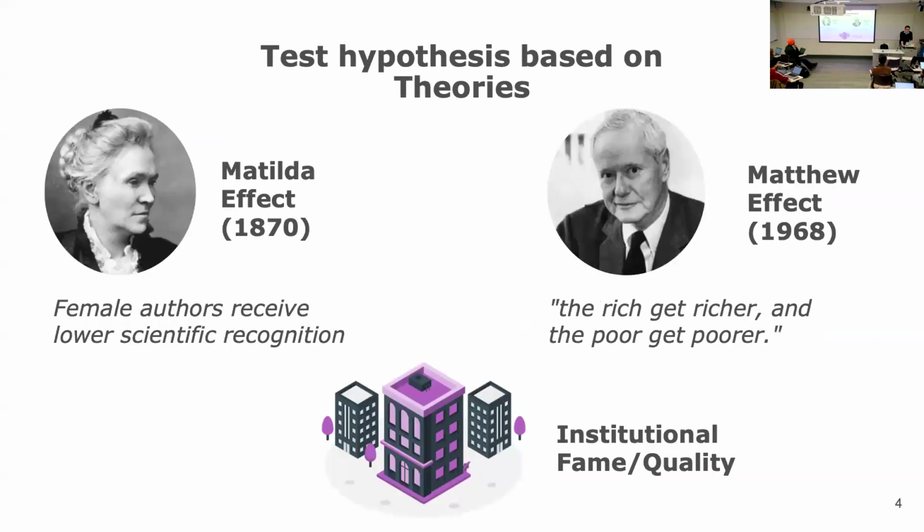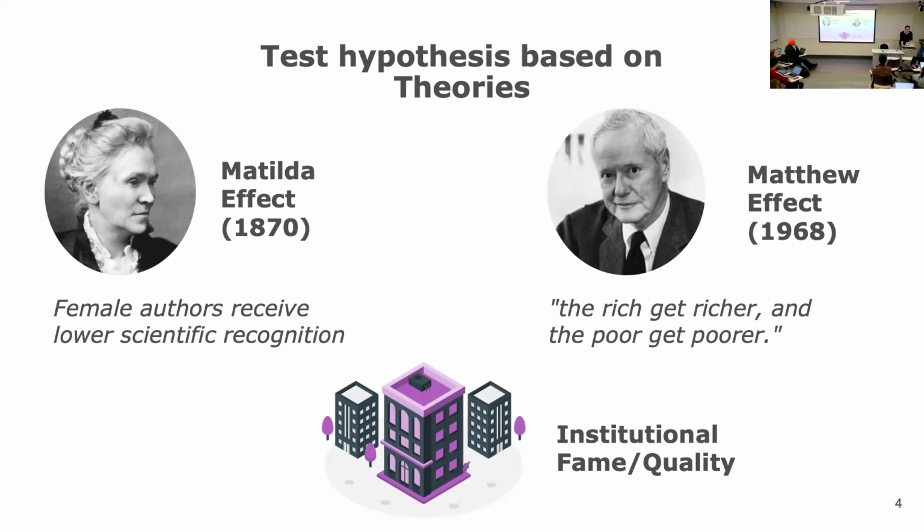And basically the authors wanted to do this and test three hypotheses that were based on previous theories that I thought was quite interesting. So one of them was the Matilda effect, where female authors receive lower scientific recognition when compared to their male counterparts. And this is actually quite an old theory that has been made in 1870.